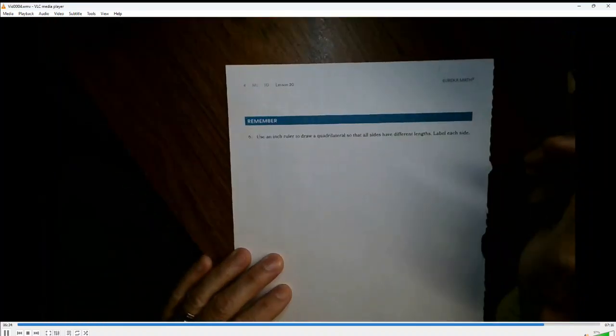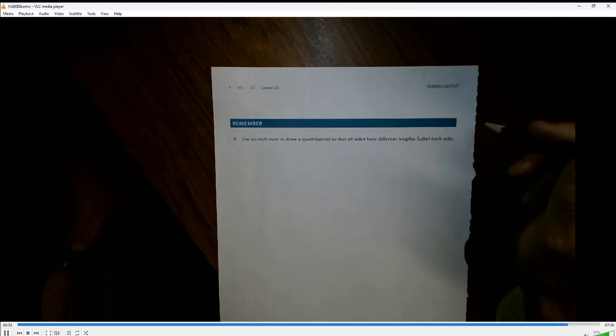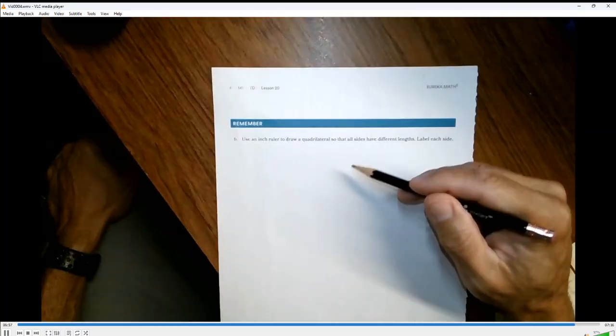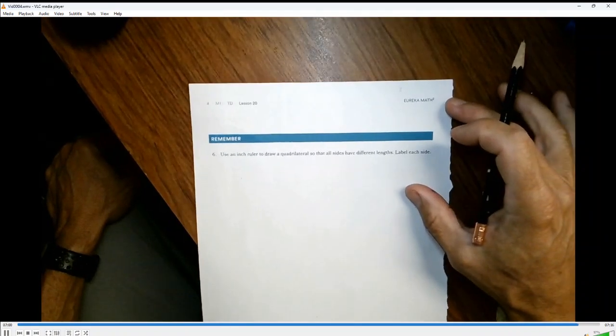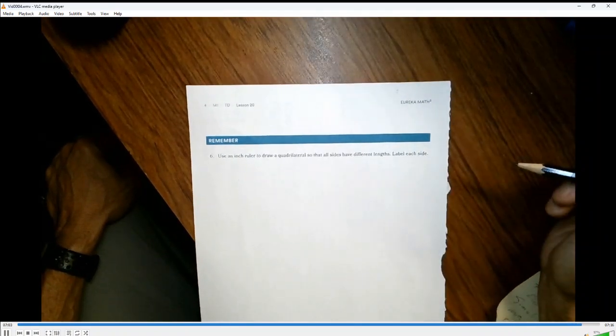Problem 5 is the same way. If we look at the back real quick. Number 6 says, use an inch ruler to draw a quadrilateral so that all sides have different lengths. Label each side. All right, remember, a quadrilateral is a 4-sided shape, quad for 4. If you don't have a 1-inch ruler, that's okay. Just make the sides a little bit different sizes. Just show me that you understand that each side has to be a different length, so make it a funny looking shape. As long as it has 4 sides, that's going to be good, and we will count that for our homework.